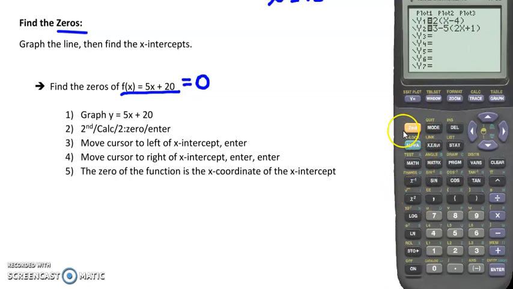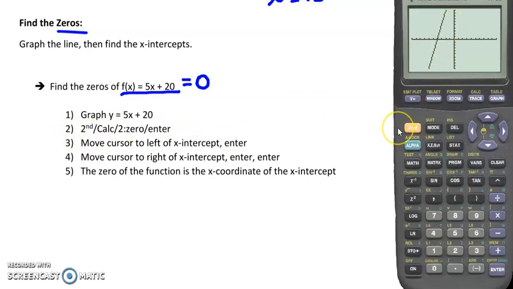So go back over to y equals. I'm going to clear out both of the equations that we put in before. Go back up to the first line and put in 5x plus 20. Okay, and then hit graph. So we've done step 1, and you can see we have a line here.